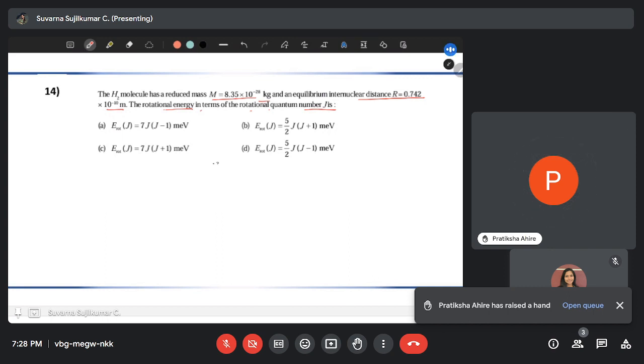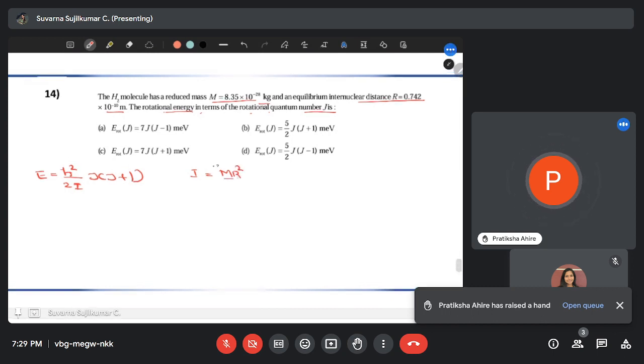So where will we start? We have to find the rotational energy, right? What is the equation for rotational energy? E is equal to h bar square divided by 2I into J into J plus 1. For this, we have to know the I value, that is, the moment of inertia. How can we find it? I is mathematically given by mu r square, where the mass is given and r is also given. We can find that.